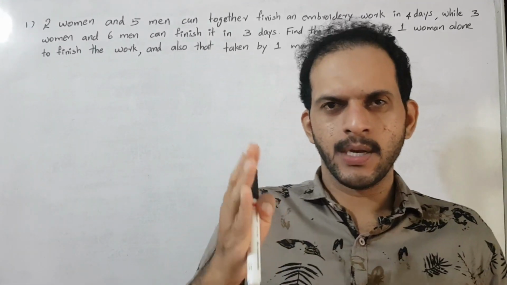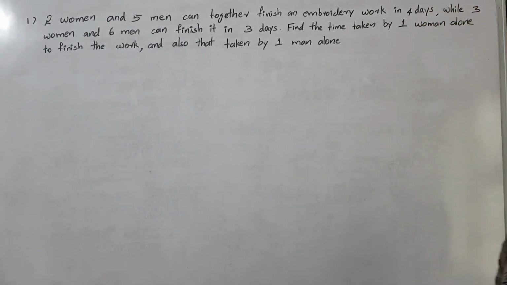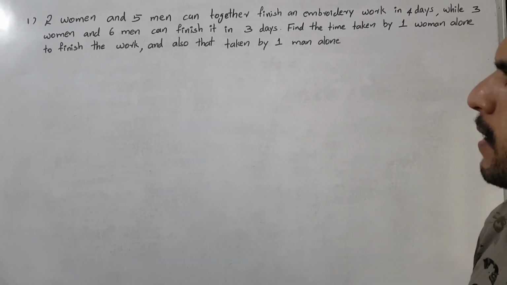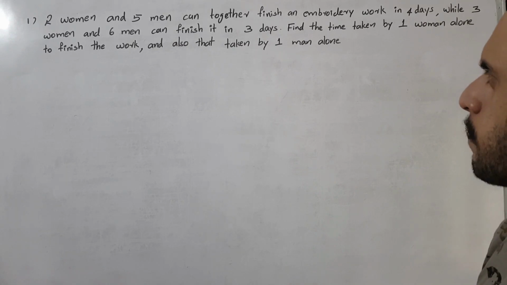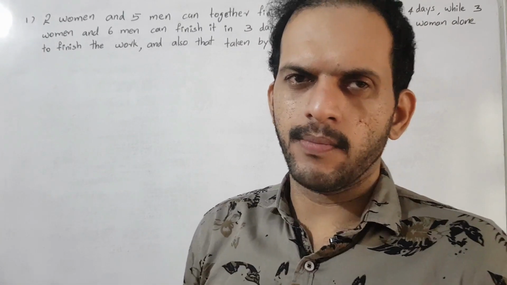Today we are doing the next question. The question is like this. Two women and five men can together finish an embroidery work in 4 days, while three women and six men can finish it in 3 days. Find the time taken by one woman alone to finish the work and also that taken by one man alone. Okay, the question is very clear.